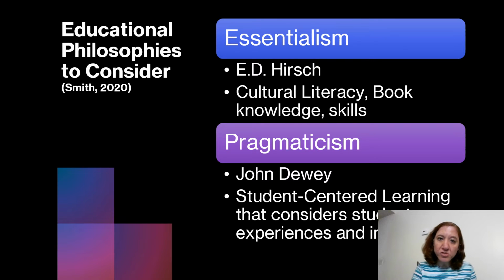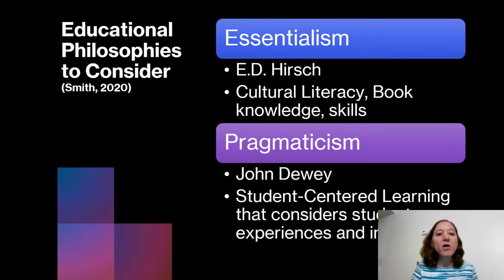Essentialism was one of those. You have E.D. Hirsch, who is very interested in cultural literacy and students having skills to be college and career ready. In contrast to that, you have John Dewey in the past, who was a pragmatist and was interested more in student-centered learning. He wanted students to have skills, but they were more life skills to prepare them to contribute specifically to society.